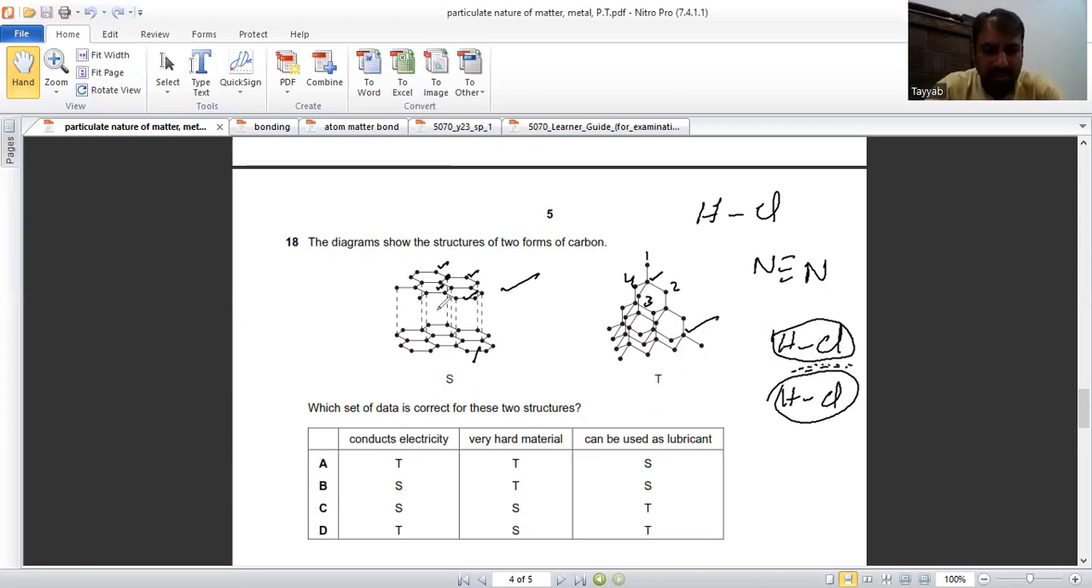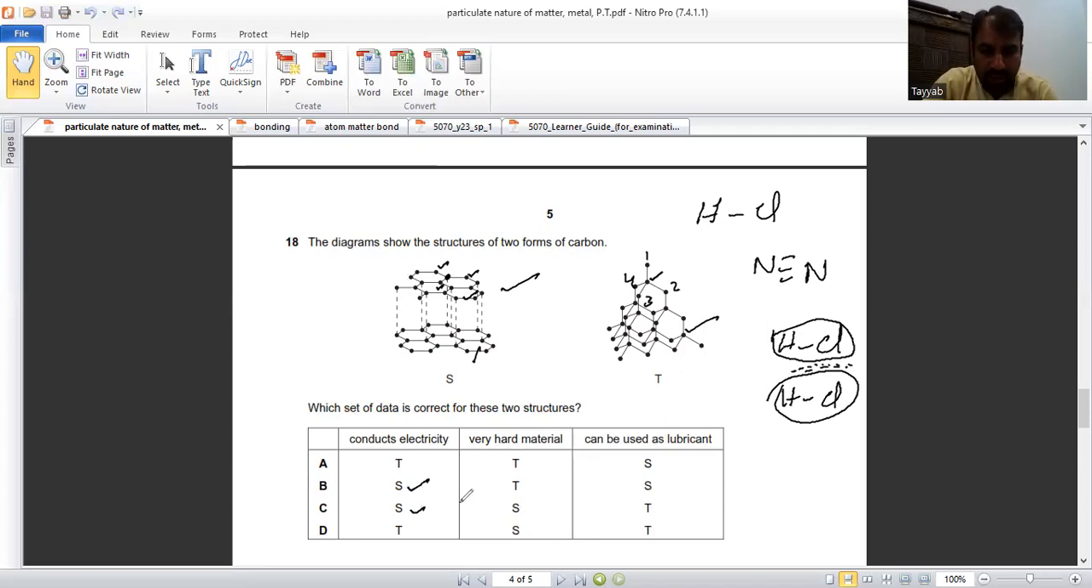Here, if we see the question, the diagram shows the structure of two forms of carbon. Which set of data is correct for these two structures? Conduct electricity. Okay, which one can conduct electricity? Yes, obviously it is graphite.